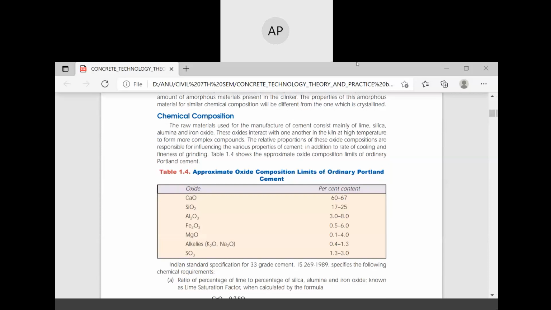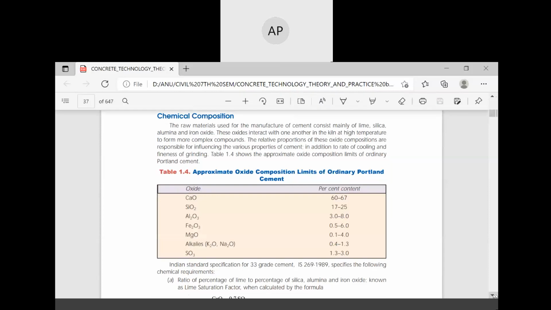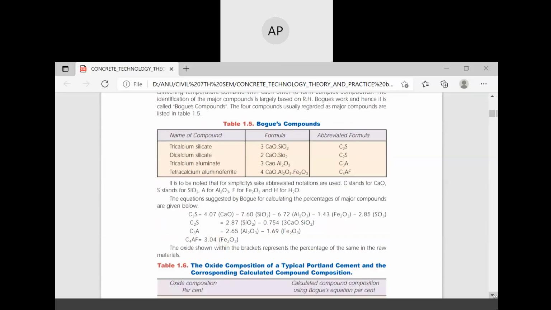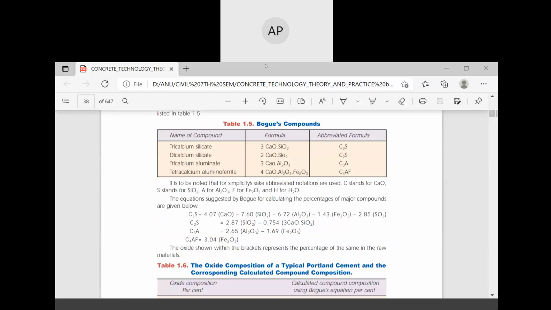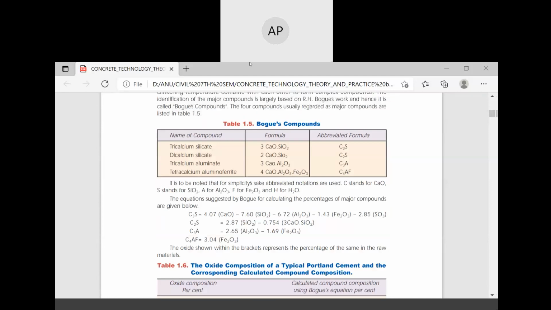Okay, so we have studied chemical composition and Bogue's compounds, isn't it? These are the Bogue's compounds: tricalcium silicate, dicalcium silicate, tricalcium aluminate, and tetracalcium aluminoferrite. Okay, so these are the chemical formulas of Bogue's compounds. That means these are the major compounds.